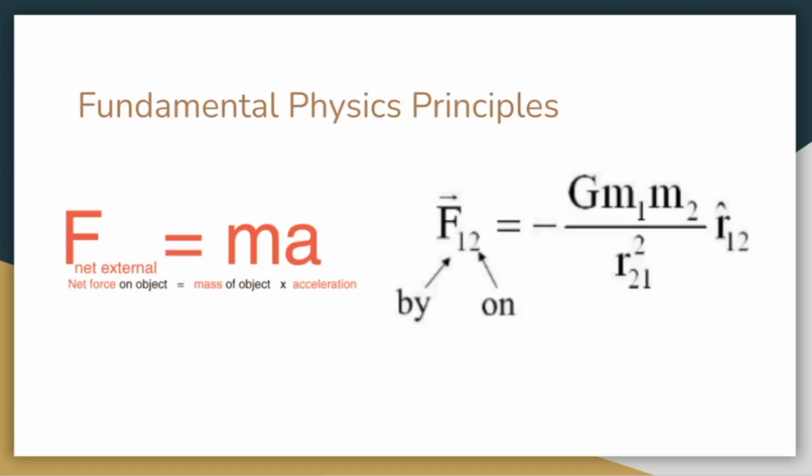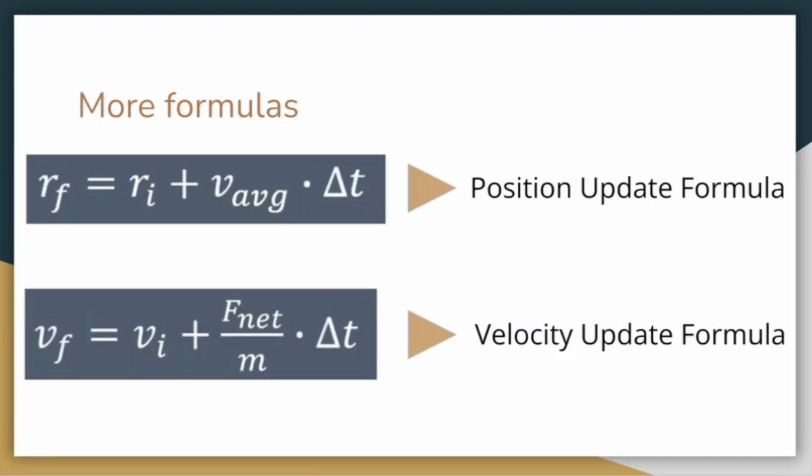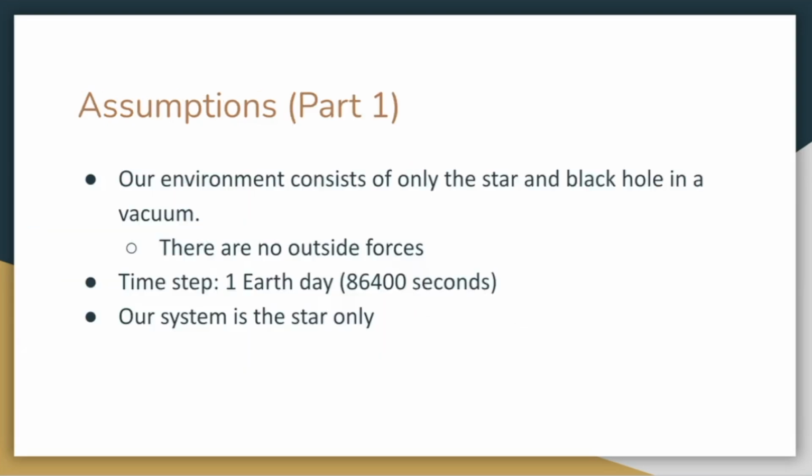The fundamental physics principles we'll be primarily using in this lab are Newton's second law and Newton's law of universal gravitation. Using Newton's second law, we can derive the following formulas for momentum, the momentum principle, centripetal force, and we also know that in circular motion, the net force is always equal to the perpendicular component of net force plus the parallel component of net force. As always, we will have our position and velocity update formulas in order to calculate each iteration within our computational model.